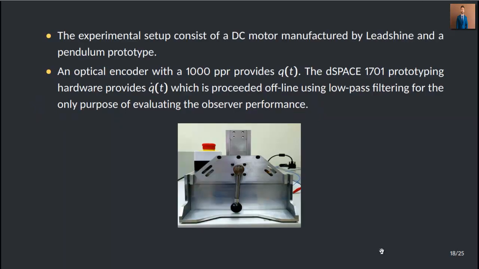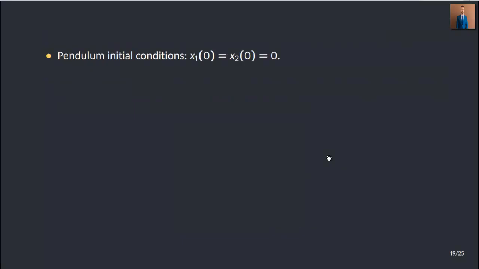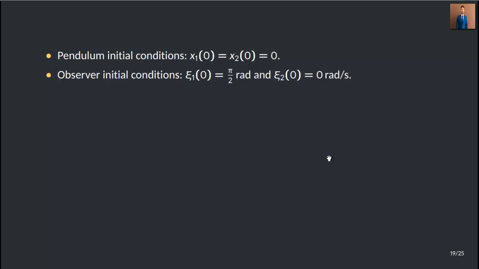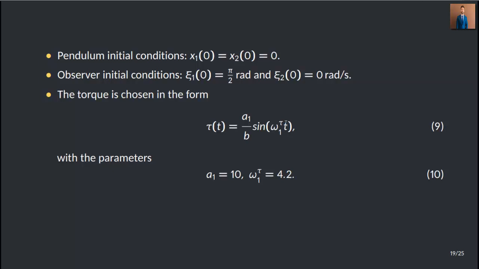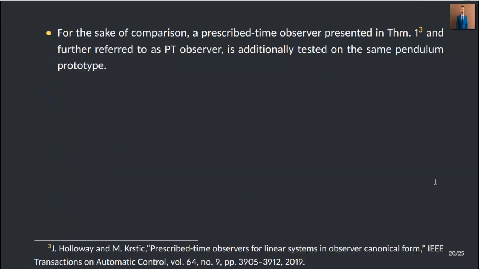The experimental setup consists of a DC motor and a pendulum prototype. An optical encoder with 1000 pulses per revolution provides position. This is used to get a velocity which is processed offline using low-pass filtering for the only purpose of evaluating the observer performance. The pendulum initial conditions are set at the origin. Meanwhile, the observer initial conditions are as follows. The torque is chosen as in 9 with parameters given in 10, and the experimental sampling time is 1 millisecond.